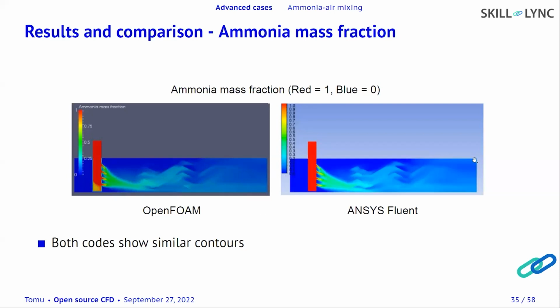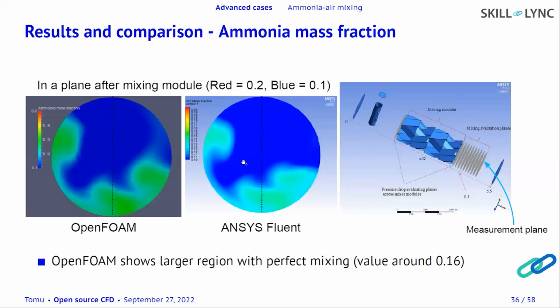Now this is a plot of ammonia mass fraction at one plane. That plane is shown on the right side. You can see 10 planes we have shown here after the mixing module. The left side plot is for the ammonia mass fraction at the last plane. As you can see, the blue arrow is showing the last plane.